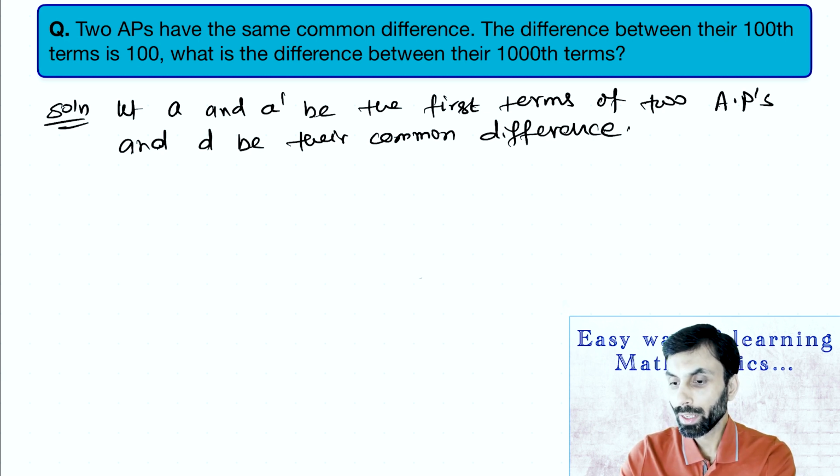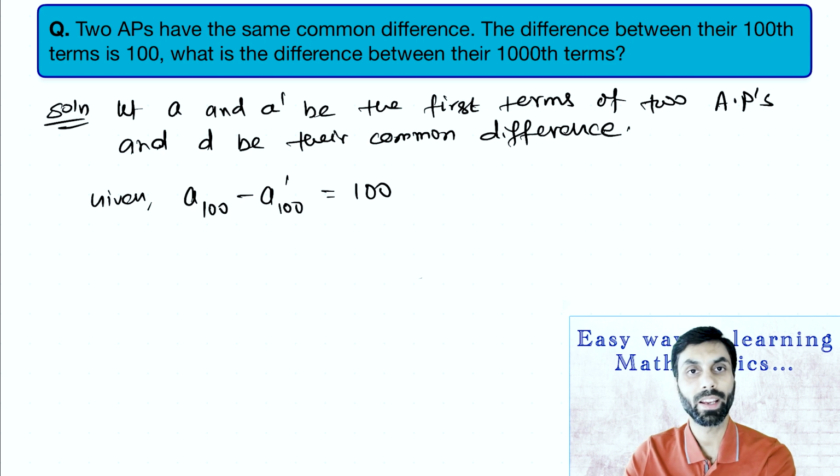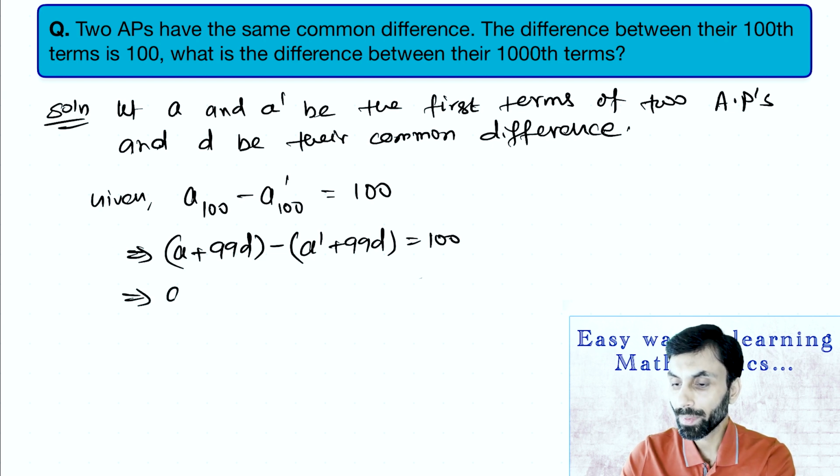So here it is given that A100 minus A100 dash is 100. We are taking A100 for the 100th term of the first AP and A100 dash as the 100th term of the second AP. Now A100 we can write as A plus 99D minus A100 dash, which will be A dash plus 99D, which is 100. On solving we'll get A minus A dash equals 100, as 99D will get cancelled, which is equation number 1.